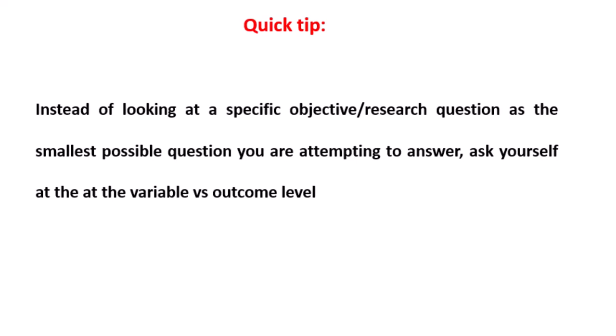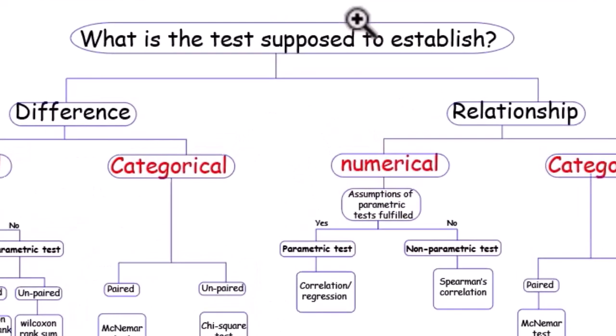Here we've seen that for factors associated, we've gone deeper to the individual factors. So each factor is treated as a small research question. That is the level at which we are answering this question of what the test is supposed to establish, not at the bigger level of the specific objective as it was stated, but inside that specific objective of factors we are treating each factor as a question.